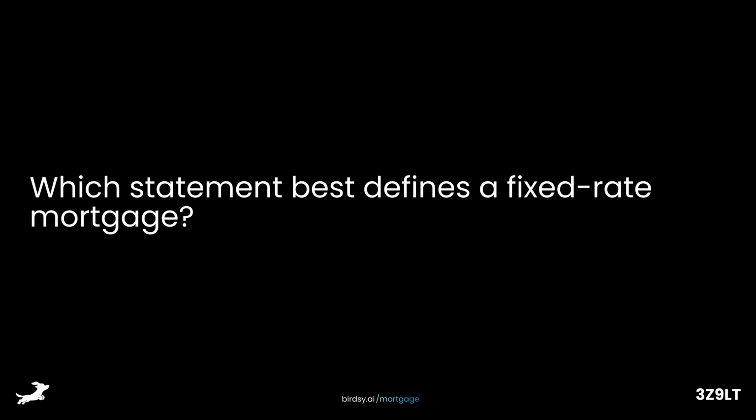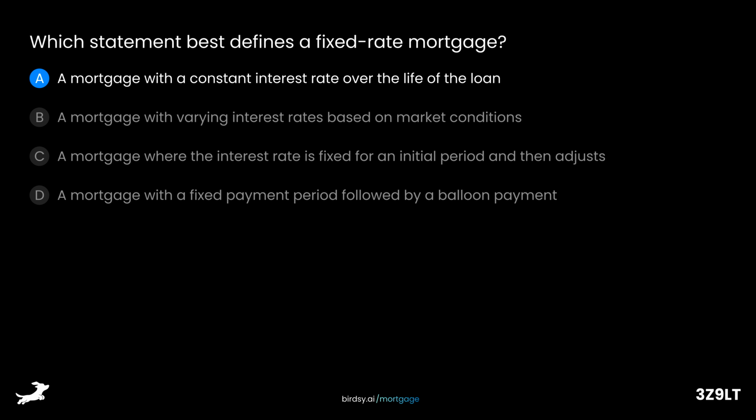Which statement best defines a fixed-rate mortgage? Is it A, a mortgage with a constant interest rate over the life of the loan? B, a mortgage with varying interest rates based on market conditions? C, a mortgage where the interest rate is fixed for an initial period and then adjusts? Or D, a mortgage with a fixed payment period followed by a balloon payment? The answer is A, a mortgage with a constant interest rate over the life of the loan.